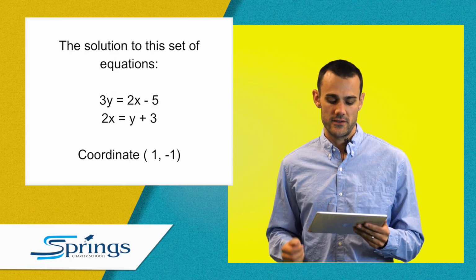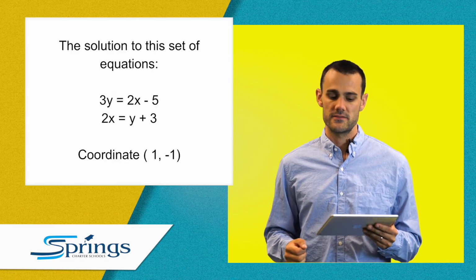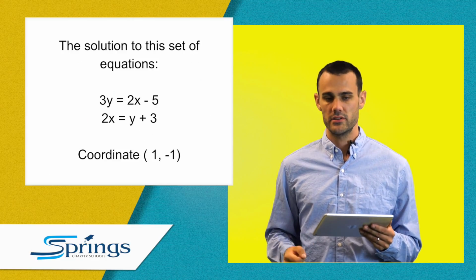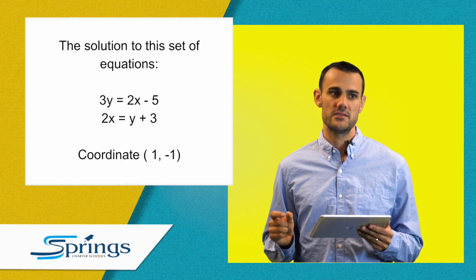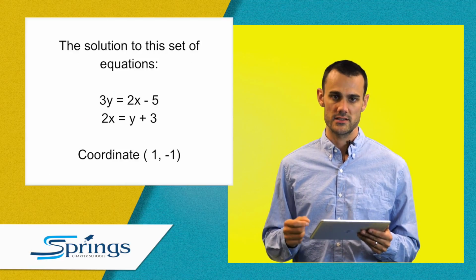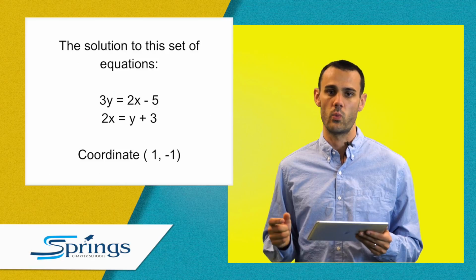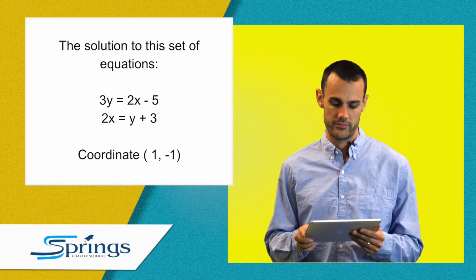Now, the solution of this set of equations, 3y equals 2x minus 5, and 2x equals y plus 3, is a very specific location on the coordinate plane where they cross. That is the answer, and in this case, it's (1, negative 1).